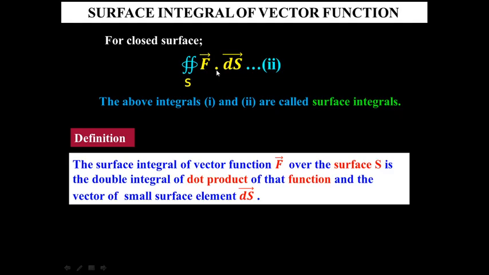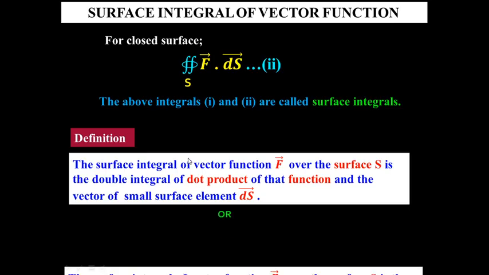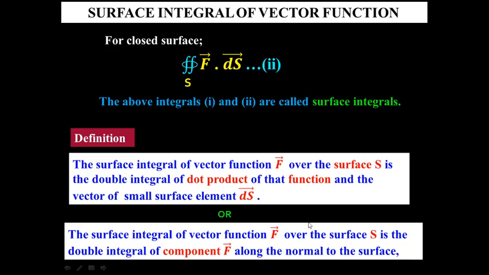If we solve this F dot dS, we will get F dS cos theta. So F cos theta is the component of F. So the definition can also be written in terms of components. The surface integral of vector function F over the surface S is the double integral of the component of F along the normal to the surface. So the definition can be written in either way. These are the definitions and the expression of the surface integral of a vector function.